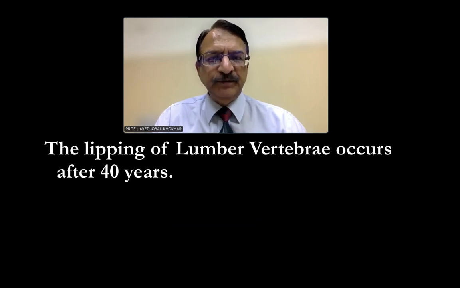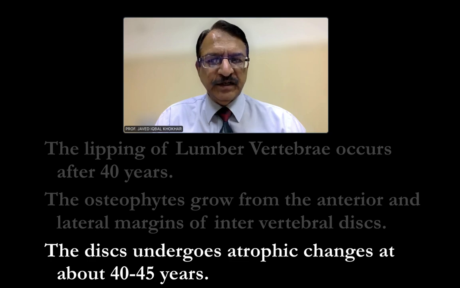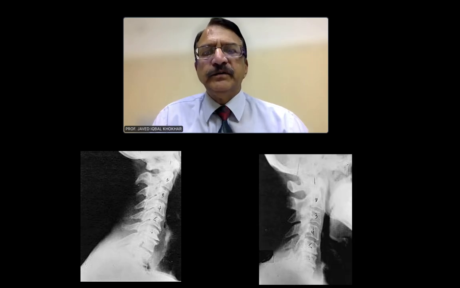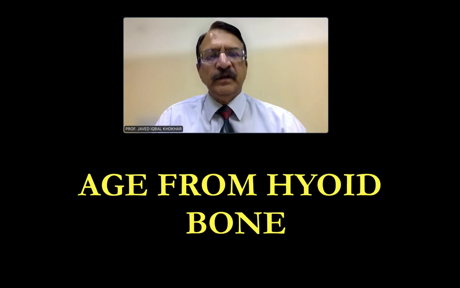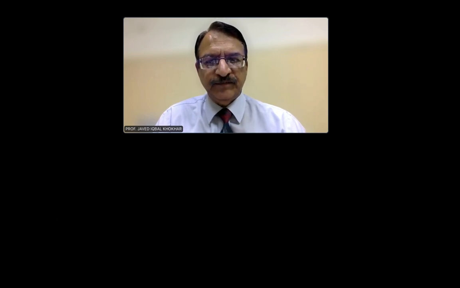Then the lipping of the vertebrae. The lipping of the vertebrae occurs at about 40 years of age. The osteophytes grow from the anterior and the lateral margin of the intervertebral discs. The discs undergo atrophic changes at about 40 to 45 years. Then age from the hyoid bone: the greater cornu of the hyoid bone unites with its body between 40 to 60 years.